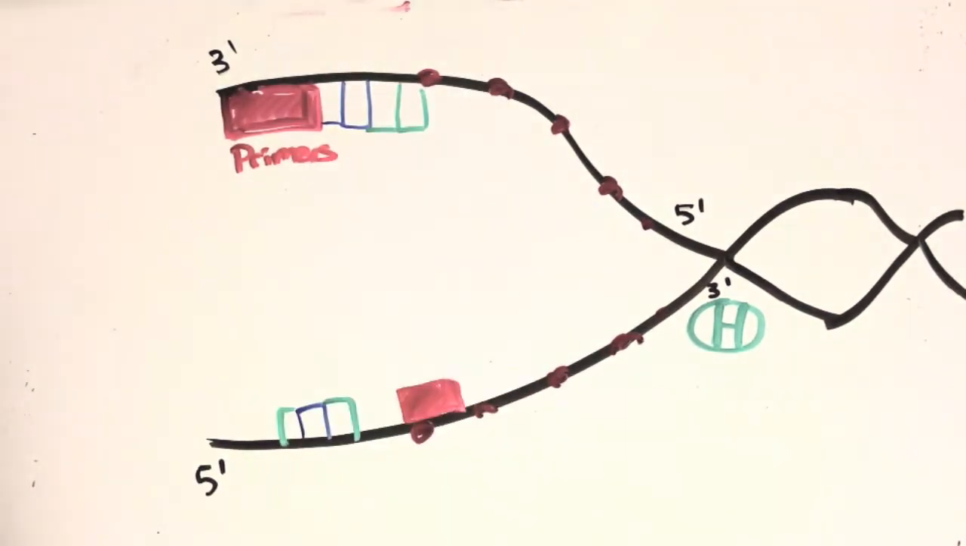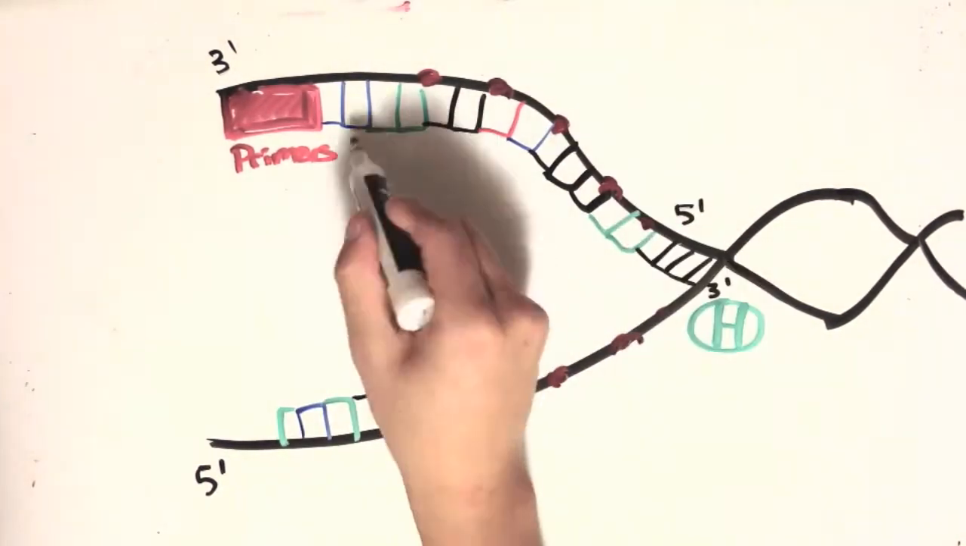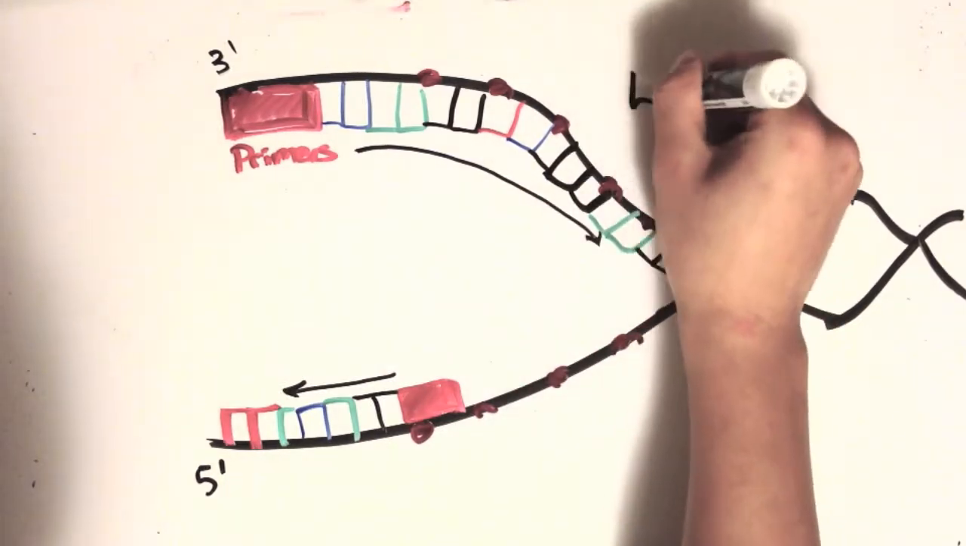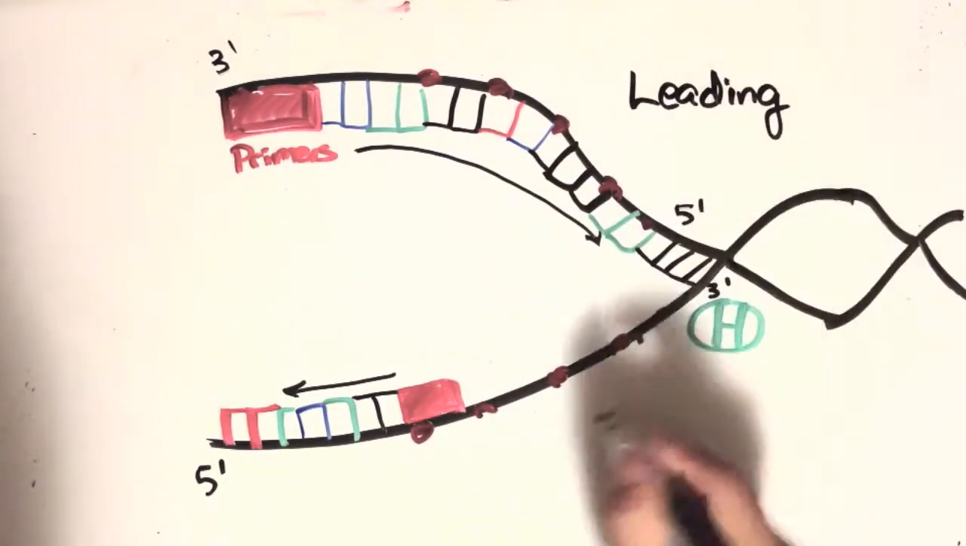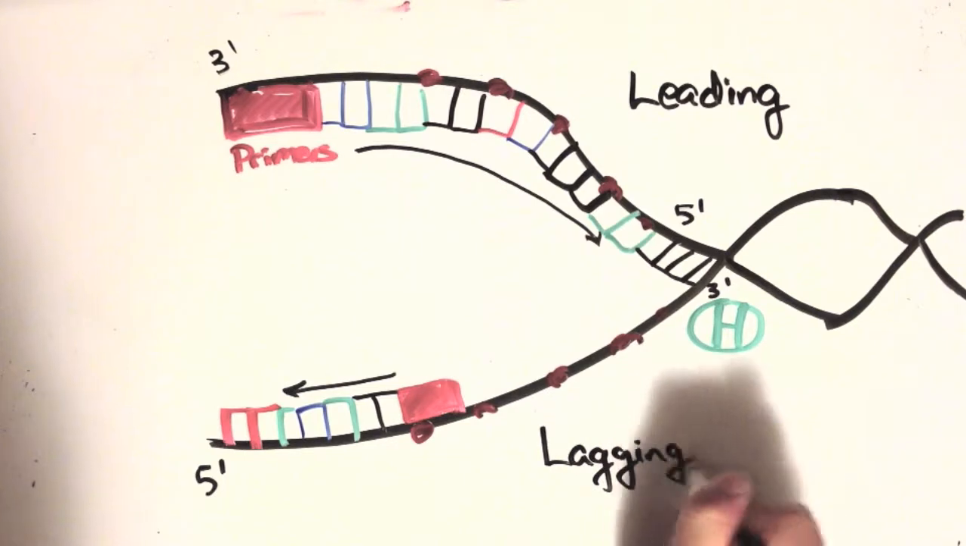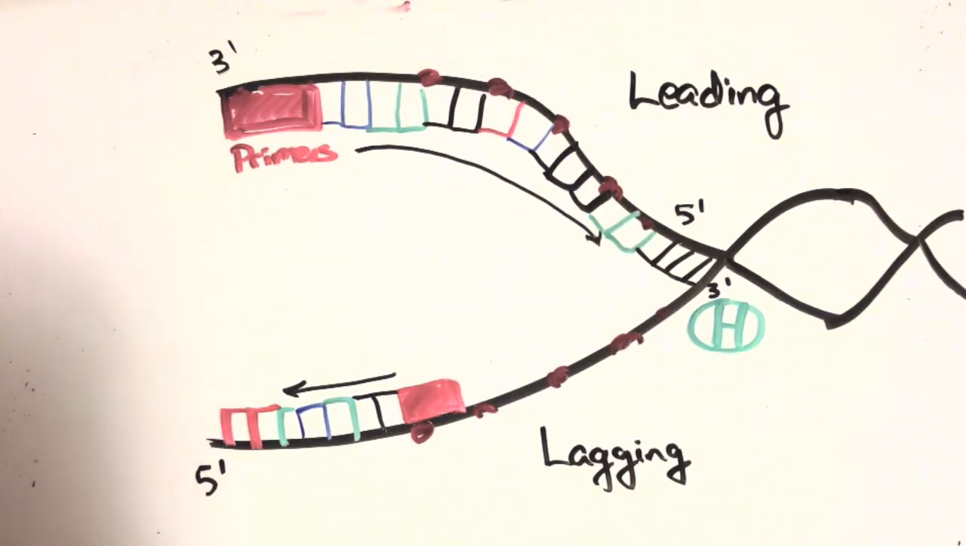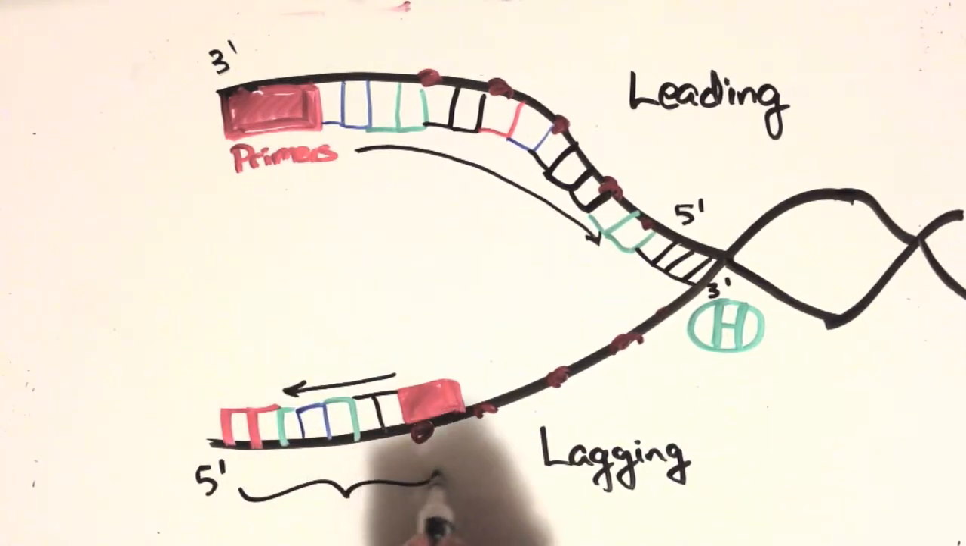But since the 2 strands of templates are asymmetrical, meaning the 3' to 5' run in opposite directions, there will be a leading and a lagging strand. The leading strand will have nucleotides added continuously as you move towards the replication fork. However, the lagging strand has to constantly add small sections of nucleotides called Okazaki fragments.